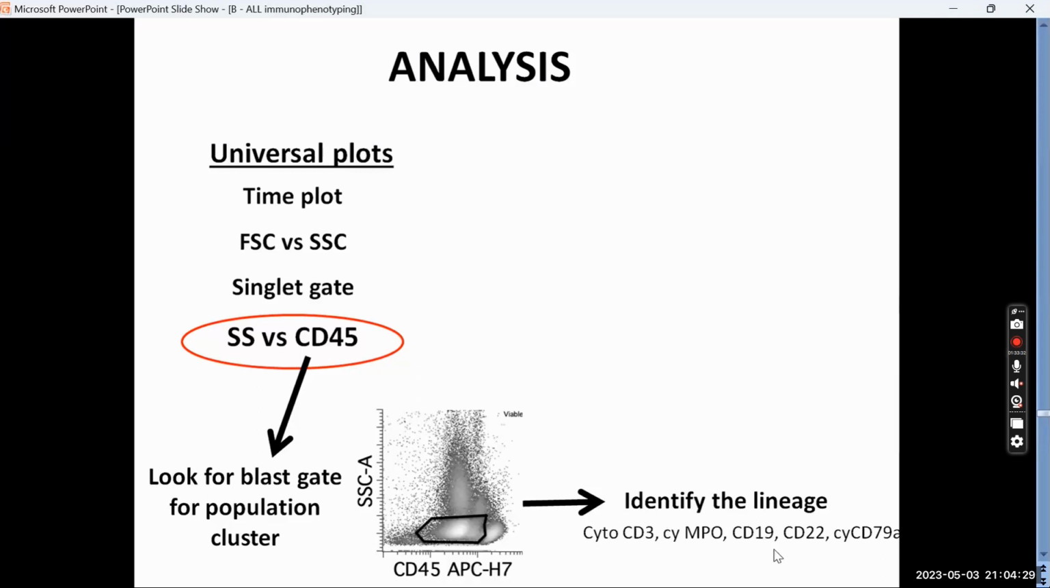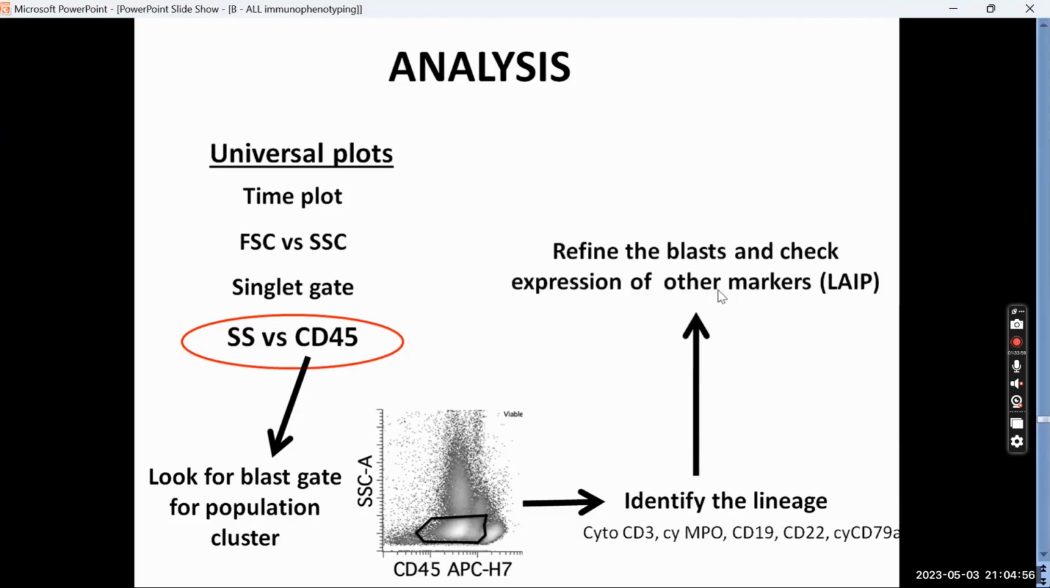Tomorrow I'll be showing you live how to analyze acute leukemia, so don't worry. Then you find the lineage. Say, for example, this blast population is expressing CD19, CD10, variable CD20, and CD22 is dim positive. It is negative for cyto-CD3 and negative for cytoplasmic MPO. Then I'm sure it is B acute lymphoblastic, a blast with B lineage. Then you refine the blast and check the expression of other markers.